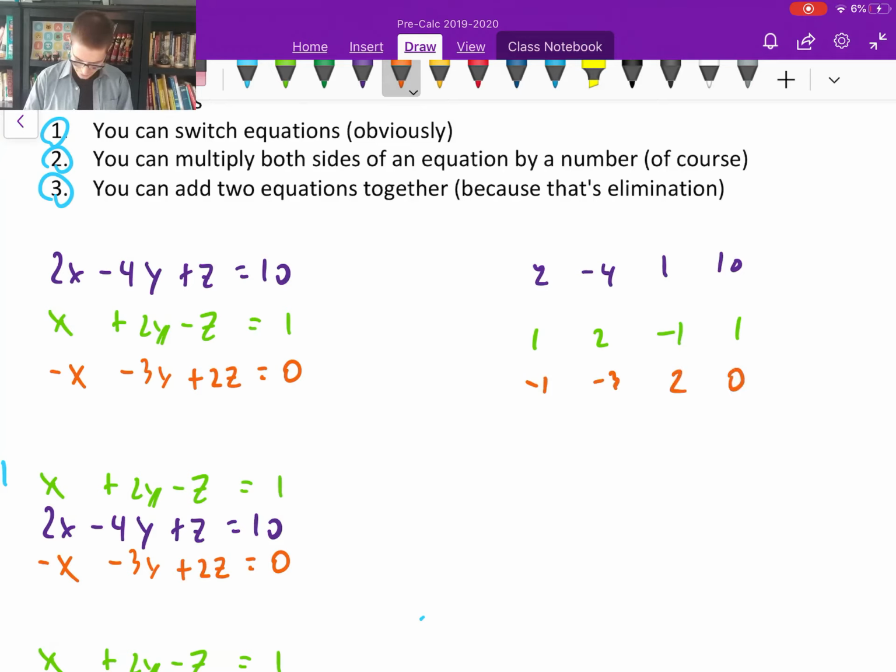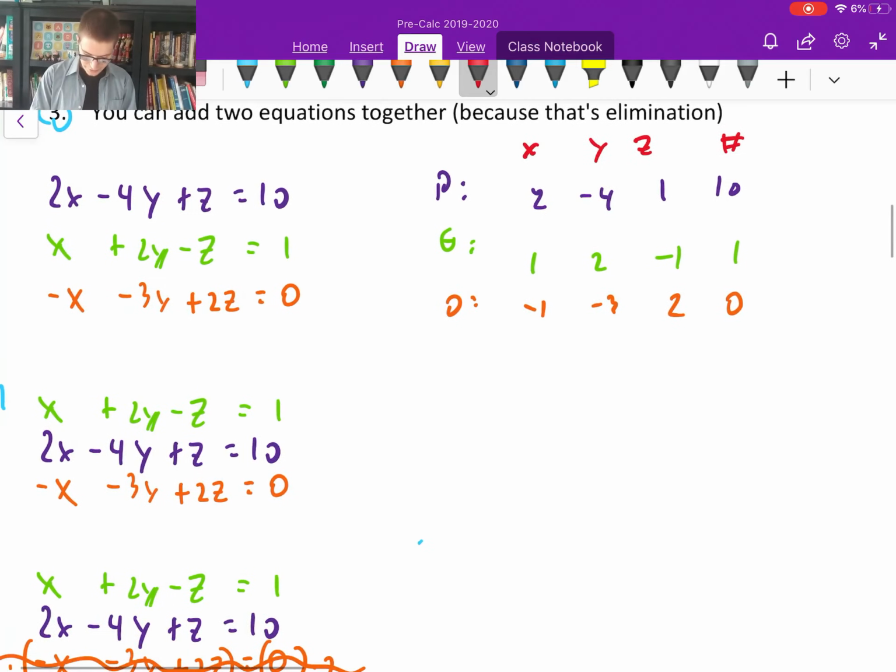So this is our orange row. This is our green row, and this is our purple row. And then for our columns, we have x, y, z, and our constant, our number. So that's kind of the way we can set this up. Setting it up with those kinds of variables can be very convenient. So here's the things we can do. This is our new matrix. This is our matrix now.